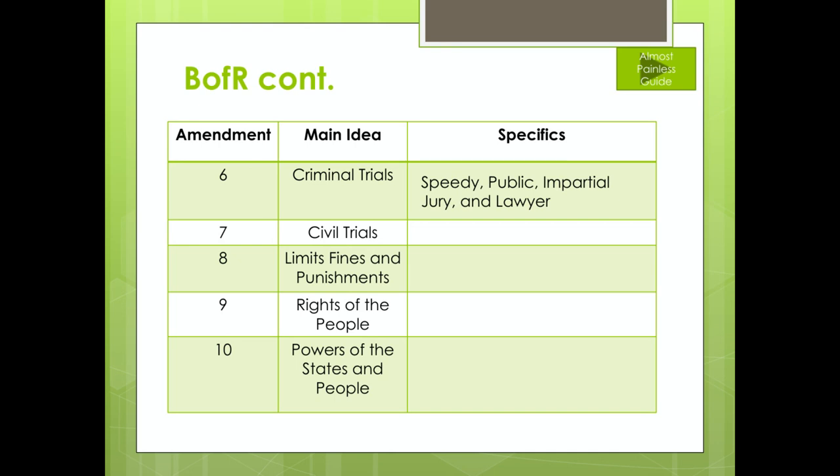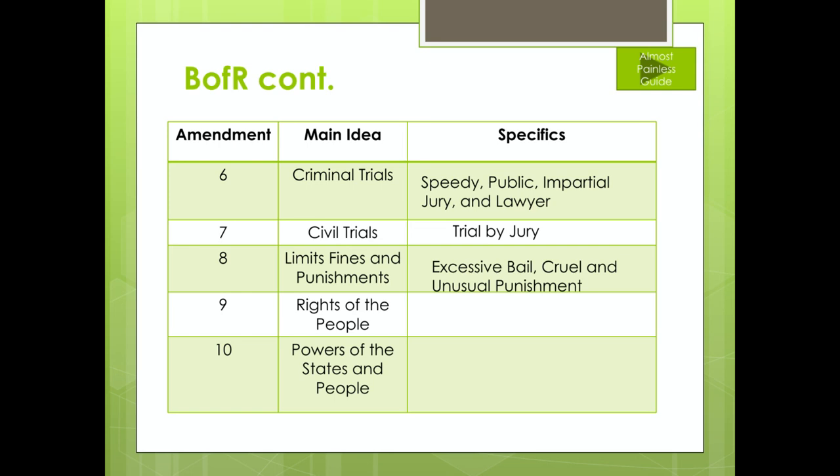The Seventh Amendment deals with civil trials. This is your right to a trial by jury. The Eighth Amendment limits fines and punishments, so you can't put some astronomical figure on a crime. You can't have excessive bail, and you can't be subjected to cruel and unusual punishment. So they can't rip your fingernails out or anything crazy like that.